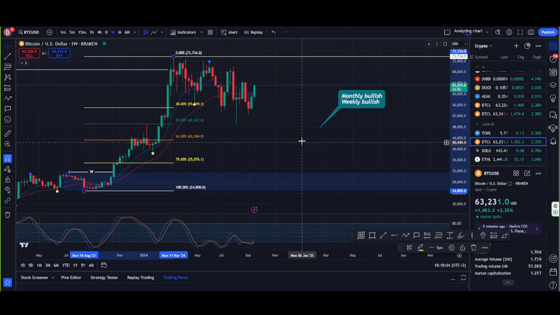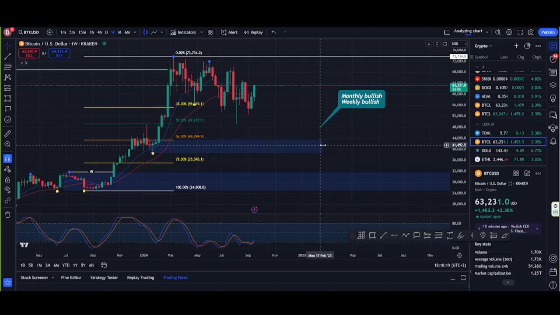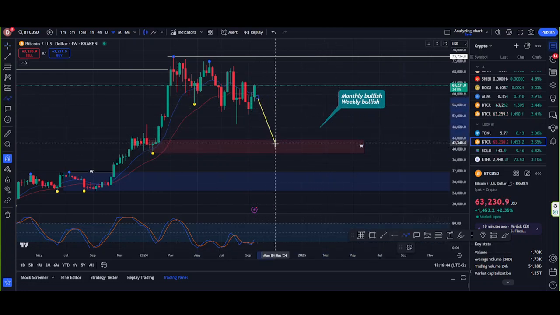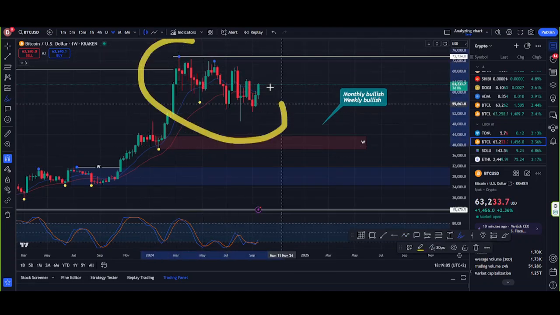Then we look again at my 62, and now we've got another area of interest here. This is my weekly zone, and that is 43.8K, somewhere there. This is another area we're interested in for Bitcoin to come, hit here, go down, and then bounce up. This area here, we're in a retracement.